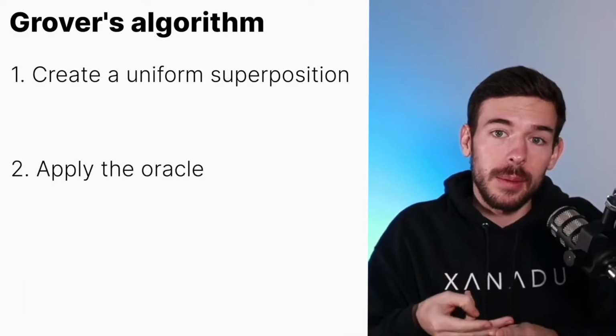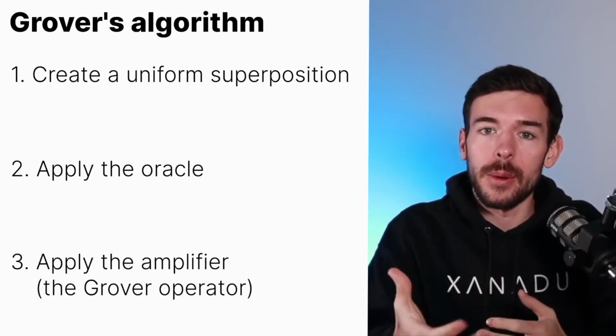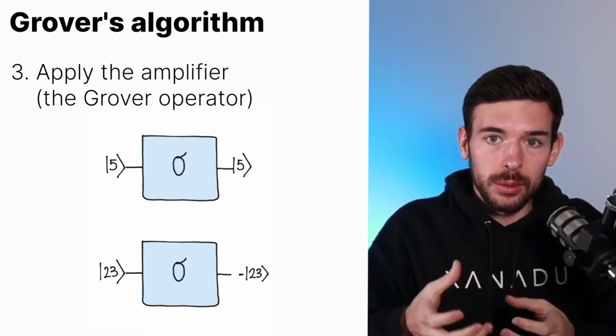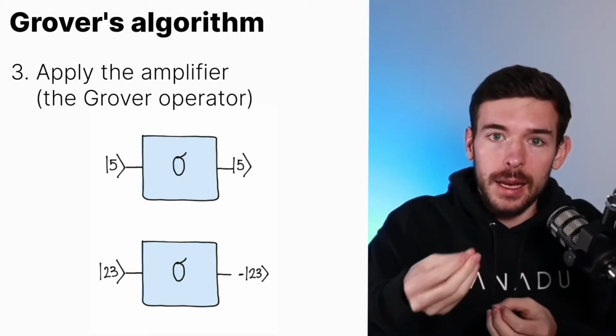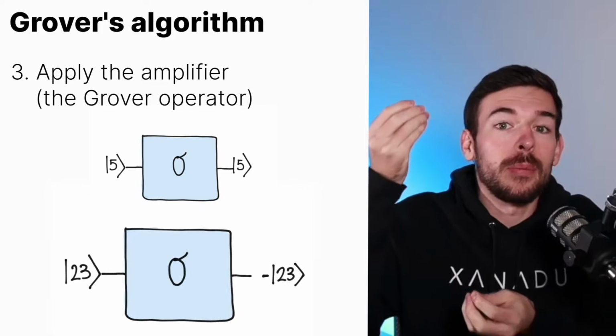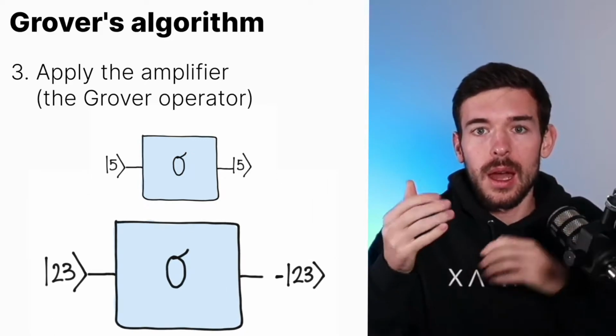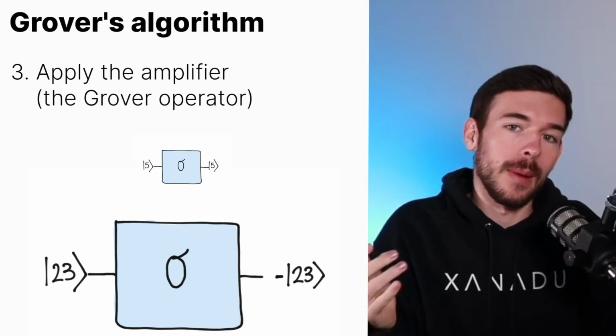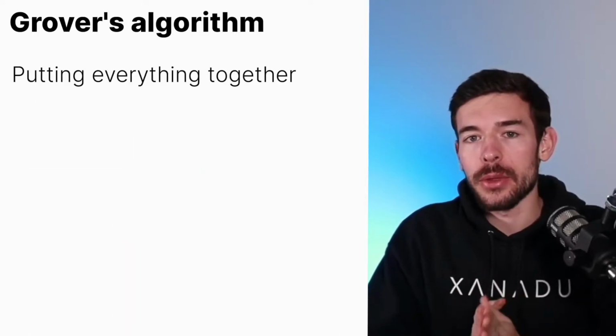And the third step is to apply the amplifier, or the Grover operator, which is built in such a way that it is able to take the negative elements and amplify the probability of measuring them, and reduce the probability of the elements that have a positive value. And let's now put everything together.